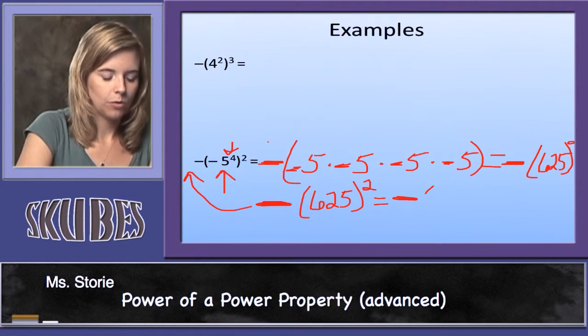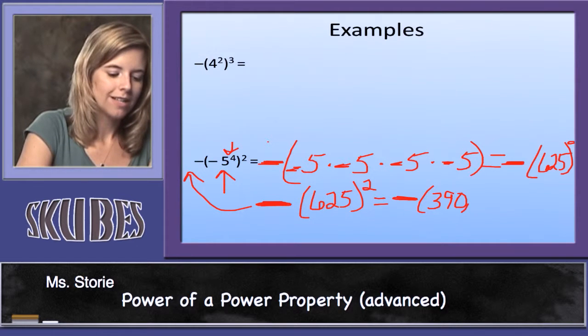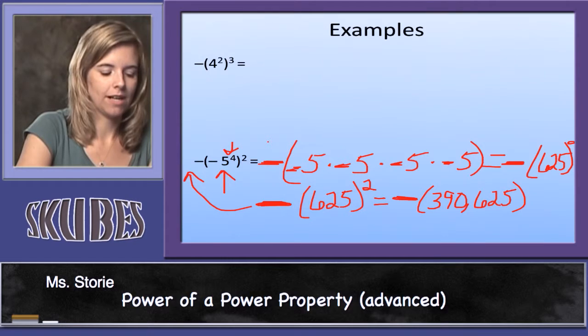That negative is still on the outside. When you square 625, you're going to get 390,625. But we're not done because we still have to deal with that negative right there.